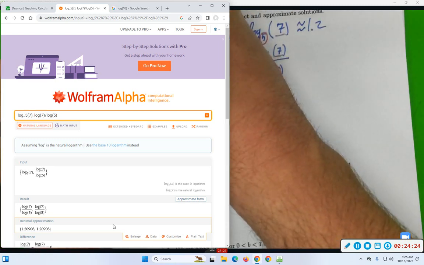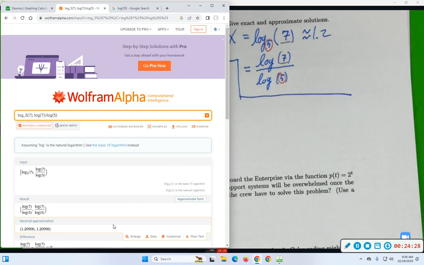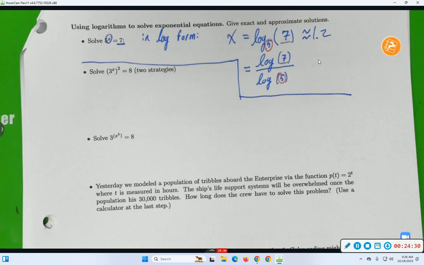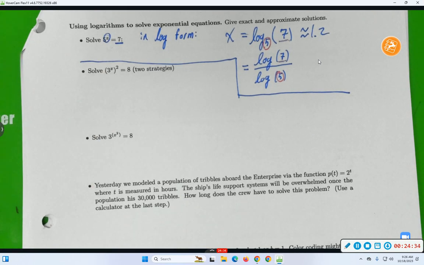All right, let's carry on and combine this with other ideas. Let's solve some more equations. Let's solve this: 3 to the power x, then square that, is equal to 8. And we have this new fancy tool of rewriting in log form.